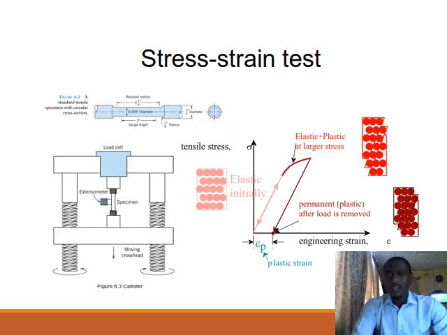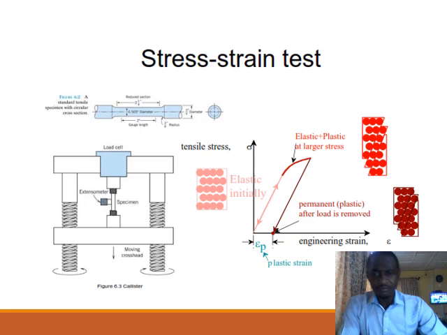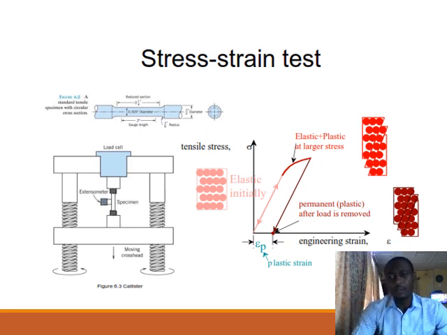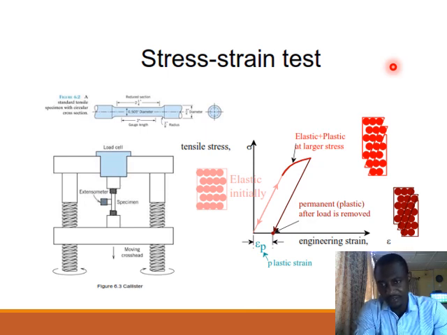So how do you now understand these mechanical properties? The only way you can understand this mechanical property is to carry out a stress strain test. Now, the stress strain test will allow you to understand the mechanical properties that are associated with both elastic deformation and plastic deformation.